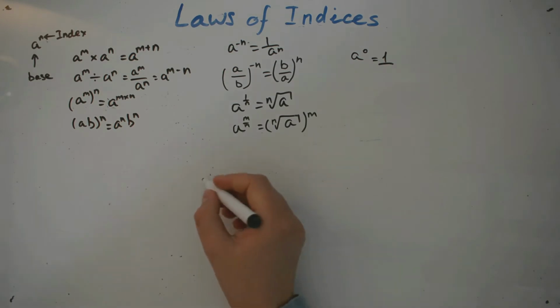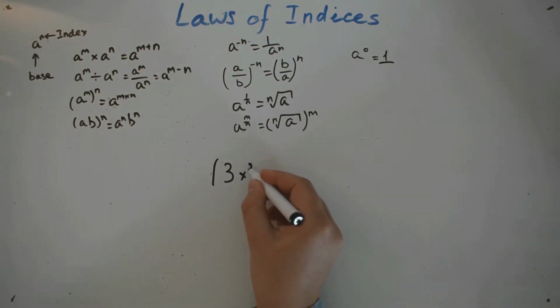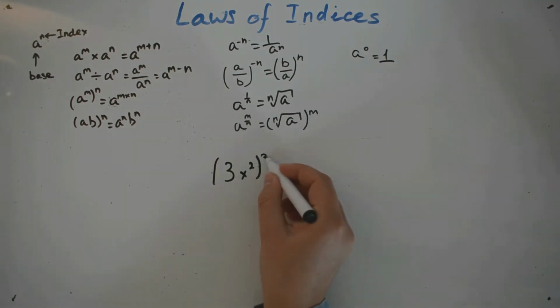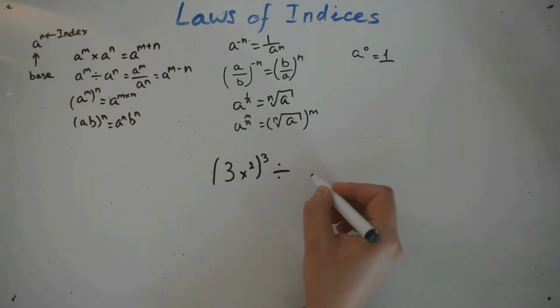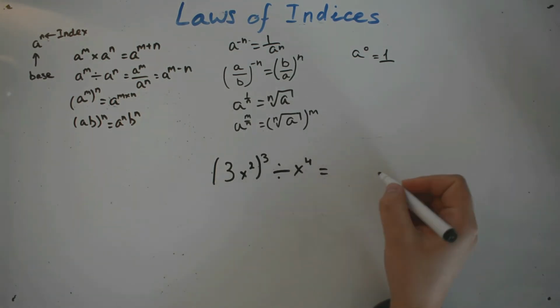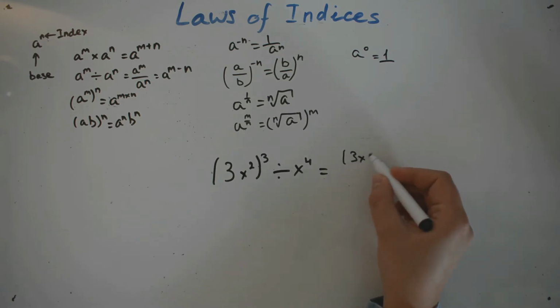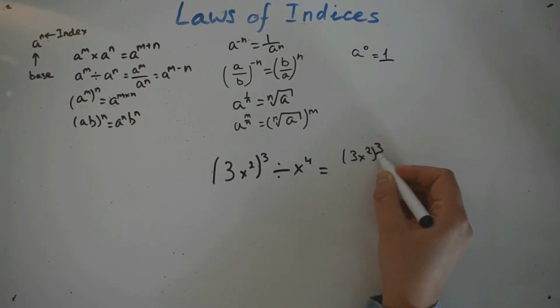So let's look at our example number 2. We have 3x squared, all in brackets, to the power of 3, and it is divided by x to the power of 4. So the first thing I'm going to do is write it as a fraction, so the same part: bracket 3x squared whole to the power of 3 over x to the power of 4.